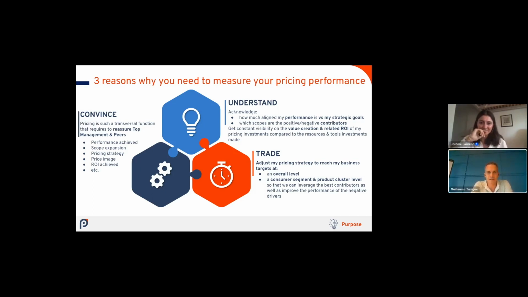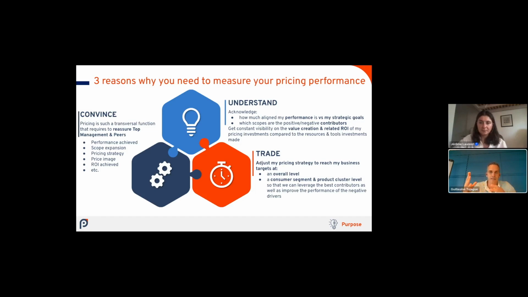So I was saying that there are 3 major reasons: the understanding of the performance, the ability to convince the other stakeholders, and the capability to trade or pilot the performance. Indeed, if we are willing to measure this famous pricing impact, it is because we are willing, first of all, to understand how much my performance is aligned with the strategic goals that I have defined. How much is it aligned with the objectives and the constraints that I have defined? Because I need to know the answer to the question: am I achieving what I wanted?